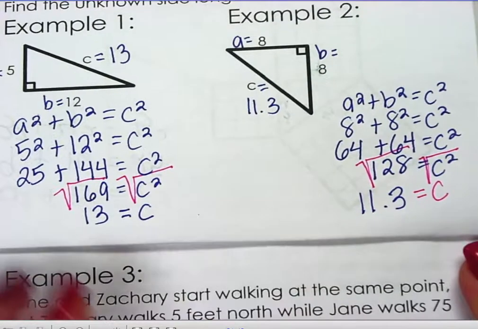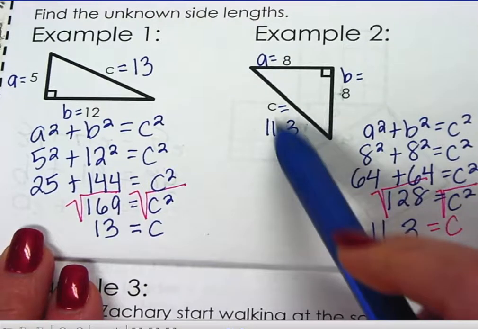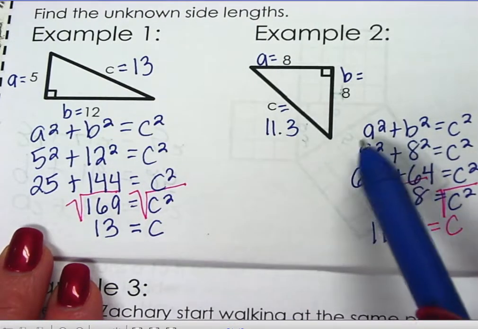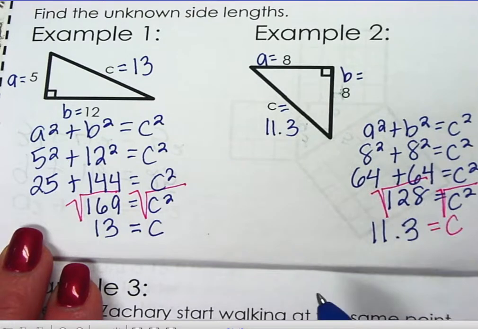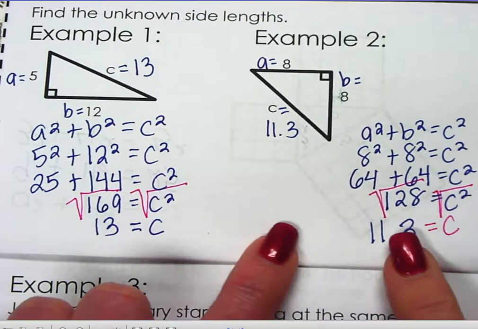All right, so that's what you do when you have a missing hypotenuse. When you have c that's missing, you simply apply the Pythagorean theorem. You plug in a squared and b squared. You add that value together, and then you find the square root of both sides. Let's go ahead and take a look at a word problem.